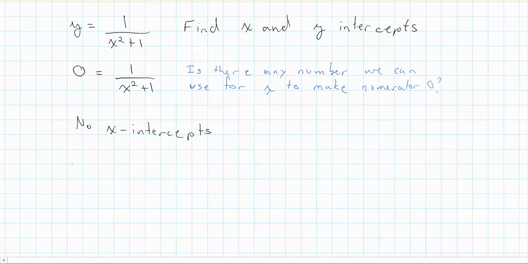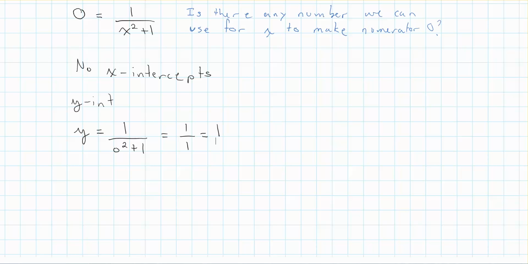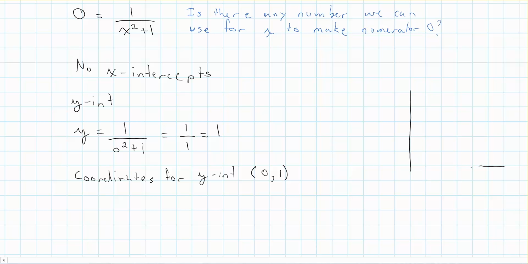So the y-intercept, well, again, we set x equal to 0 and solve for y. So I have y is equal to 1 over 0 squared plus 1, which would just be 1 over 1, which is 1. So my y-intercept is 1, and the coordinates for the y-intercept are (0, 1).